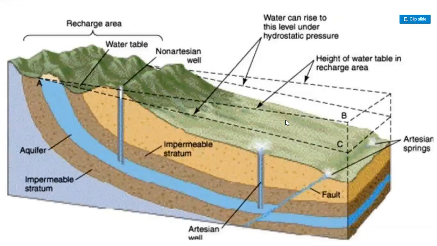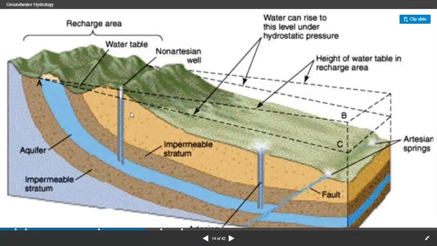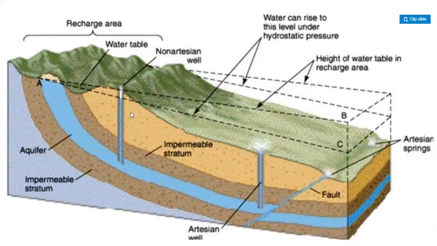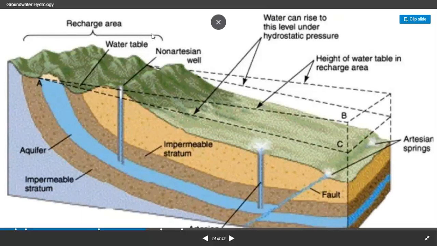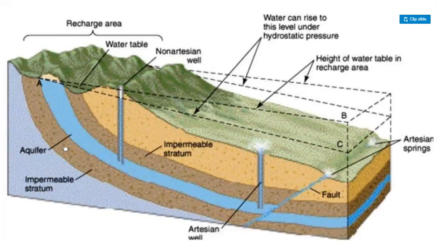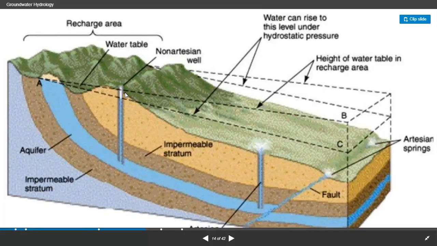So guys, here the same, here also the same. This is called the recharge area. This is water can rise to water table. This is the recharge area. This is the water table, non-artesian well. Here, guys, impermeable strata. This is the aquifer. This is the non-artesian well.